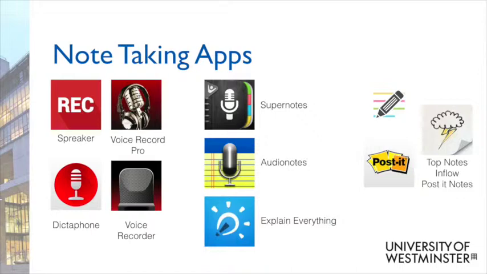The apps on the right-hand side of the screen are like the Notes version in iOS 9, in that you can draw or enter text to take notes. The apps in the middle of the screen, Super Notes, Audio Notes, and Explain Everything, allow you to combine drawings with text with audio recordings.